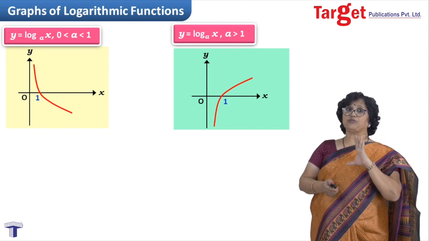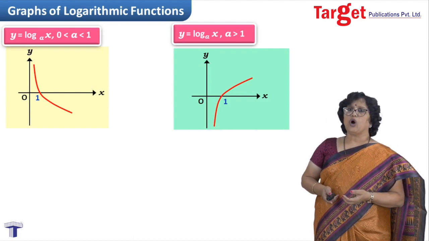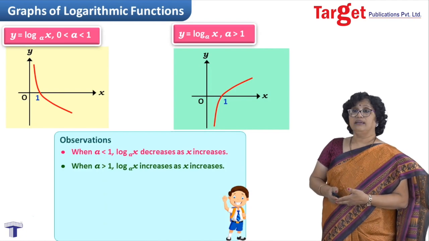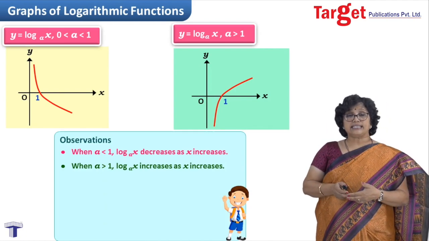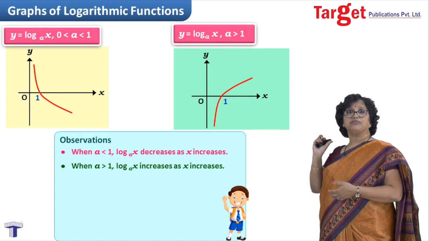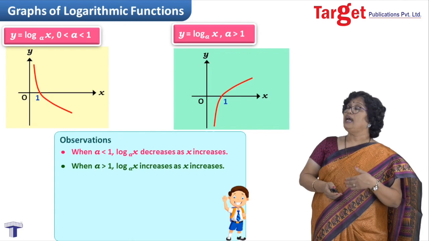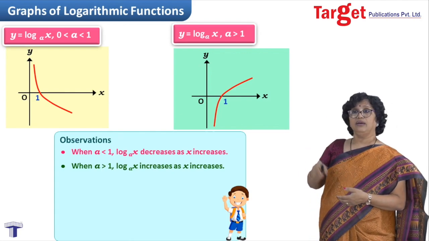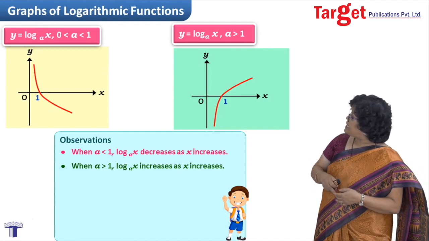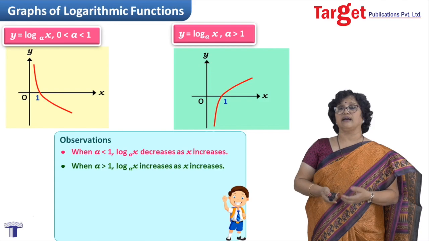Now, like in the exponential function, can we write a few more observations? Now, the observations are, when a is less than 1, log x decreases. Can you see that? Yes. The graph starts from the top and comes down. So, log x decreases as x increases. And also for a greater than 1, what are we observing? That log x, yes, increases as x increases. So, because it's an increasing graph.